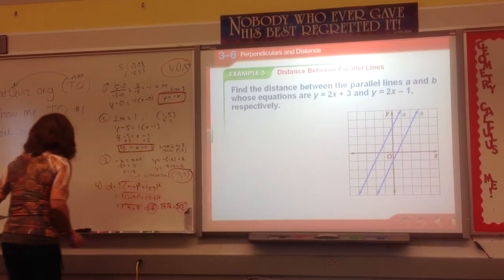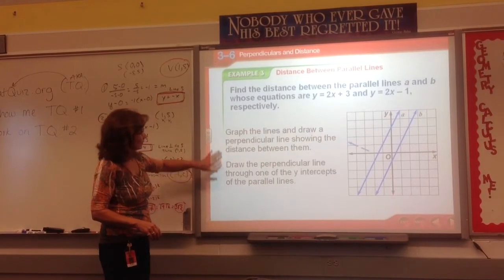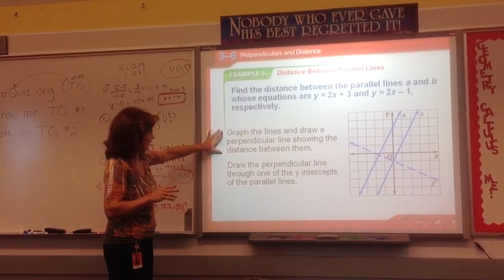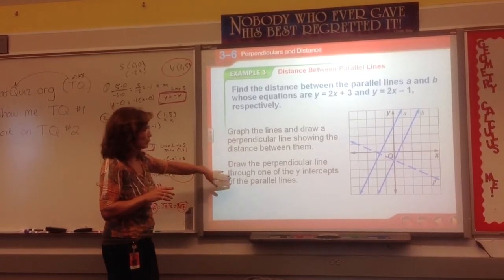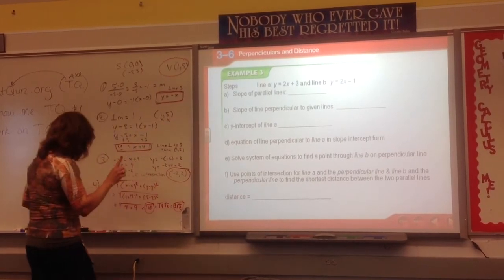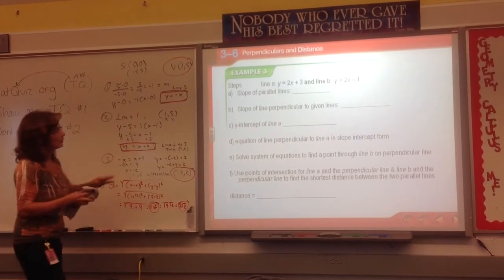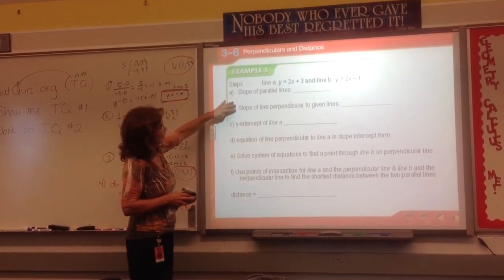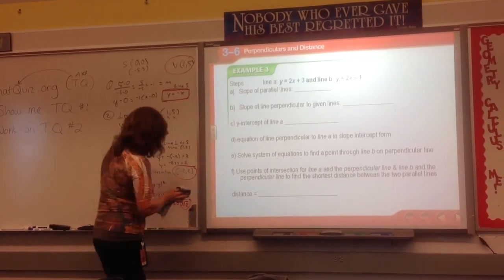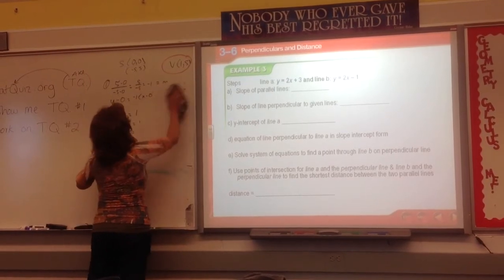So again, we have steps for that. And our steps, first off, it's always good to graph the lines, just so you see what you're doing, and draw that perpendicular line through one of the intercepts so you know what's going on. And then please write down these steps. Notice they're very similar to what we just did. We're going to find our slopes, and we're given equations here, so that'll be easier. And then we're going to find our perpendicular line and solve it just like what we did earlier.